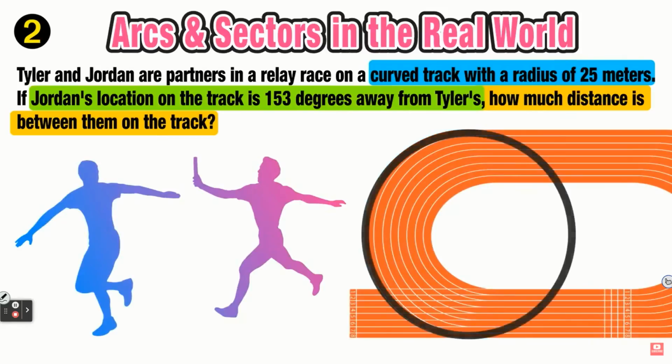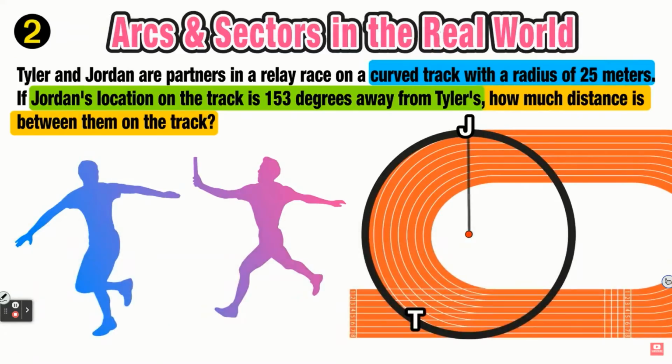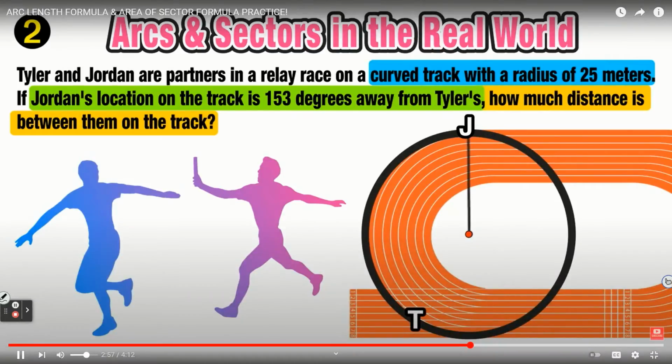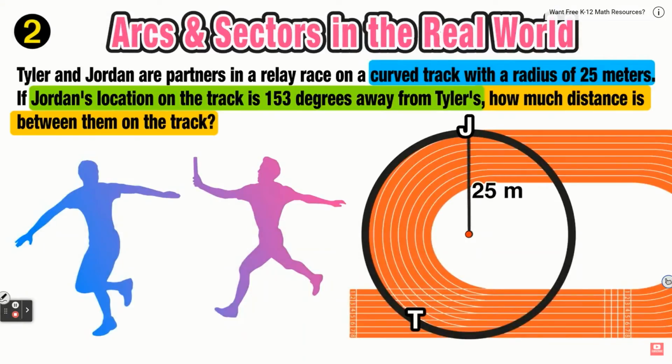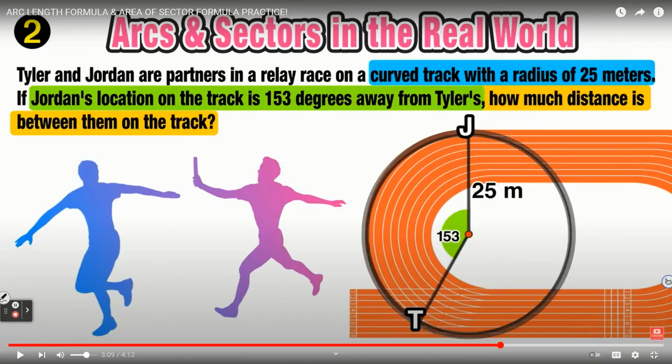And since Tyler and Jordan are in a relay race, they're spread apart. They're on different locations on the track, and they have to meet each other and pass off a baton. So let's call Jordan's location J and Tyler's location T. Now we already know that the radius of the curved portion of the track is 25 meters long. We also know that Jordan's location on the track is 153 degrees away from Tyler's. All right. So that's enough information to solve it there.